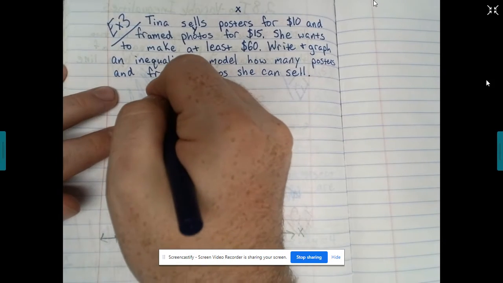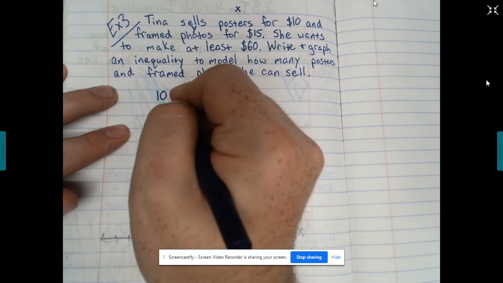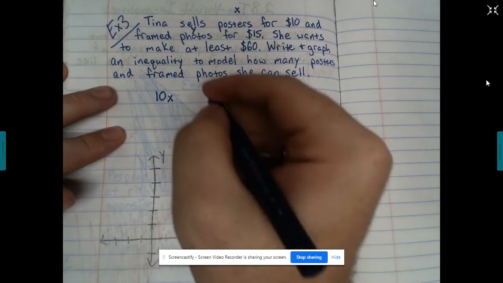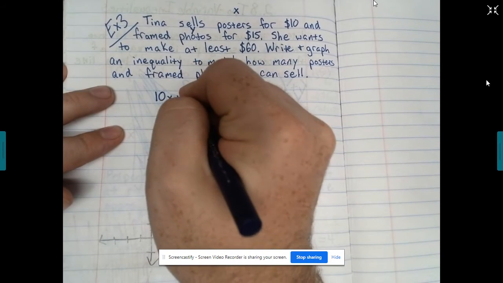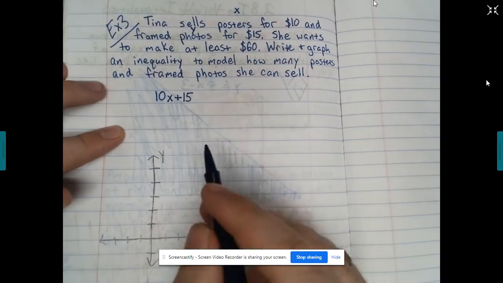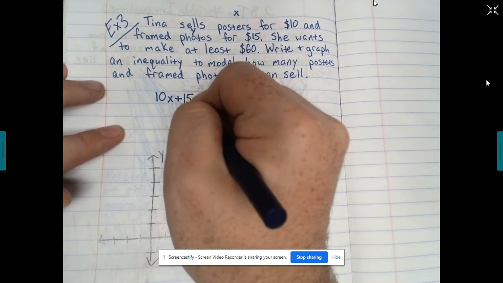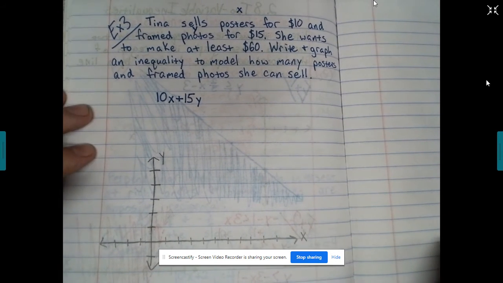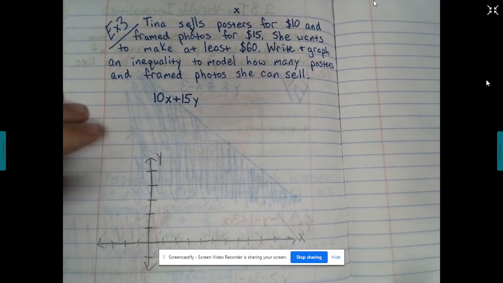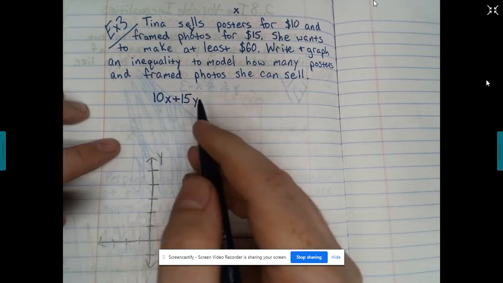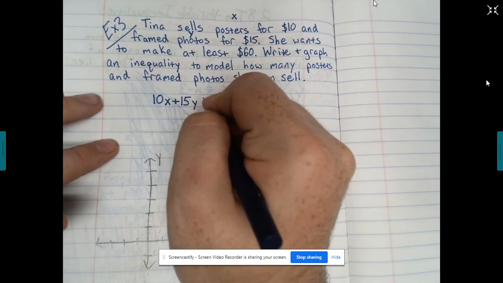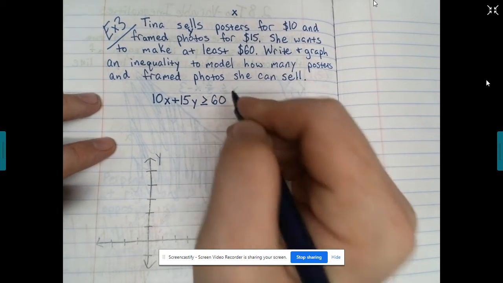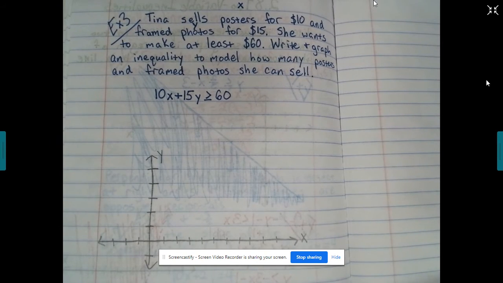And in that case, we can say she's getting $10 for every X poster she sells, 10X. And then she's adding to that $15 for every Y framed photos she sells. And we want her profit, that expression total, that value, to be at least 60. Remember, at least means greater than or equal to. So our inequality we can write is 10x plus 15y is greater than or equal to 60.